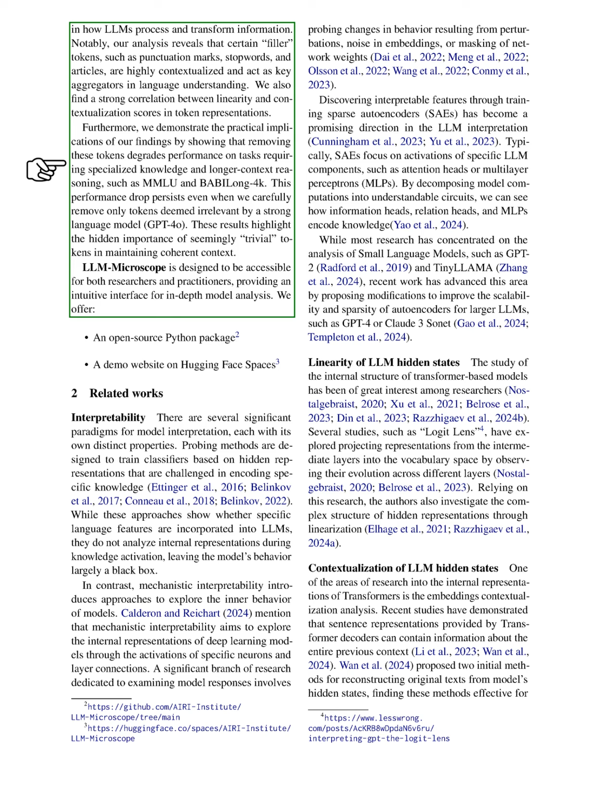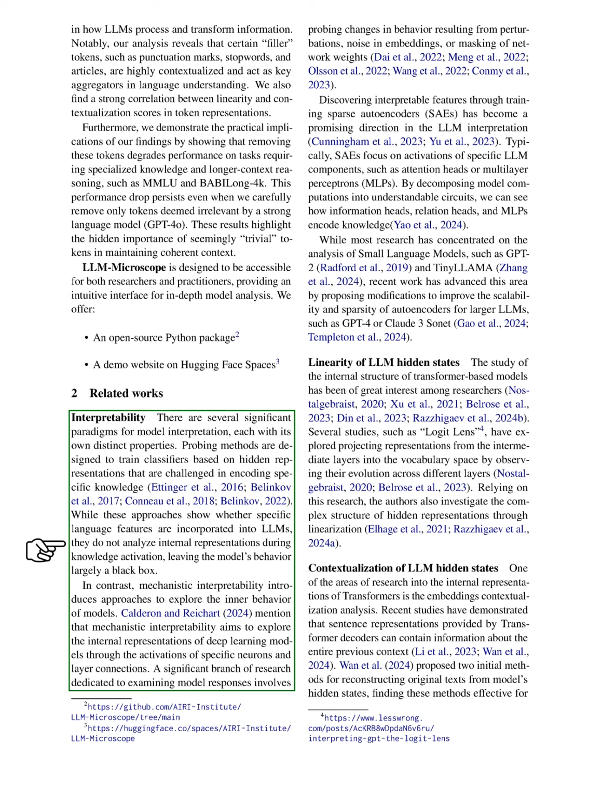In terms of related work, we note that there are different approaches to model interpretability. Probing methods train classifiers based on hidden representations but do not analyze internal representations during knowledge activation, leaving much of the model's behavior unclear. On the other hand, mechanistic interpretability focuses on exploring the internal workings of models through neuron activations and layer connections. Research in this area often examines how model behavior changes with perturbations or noise.